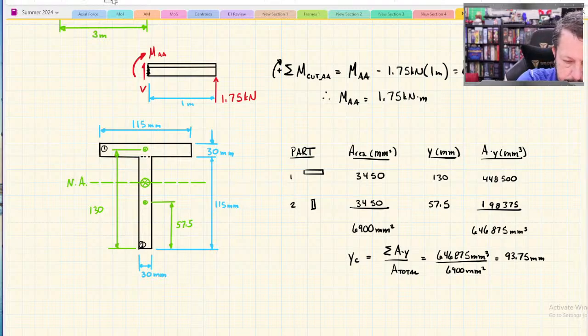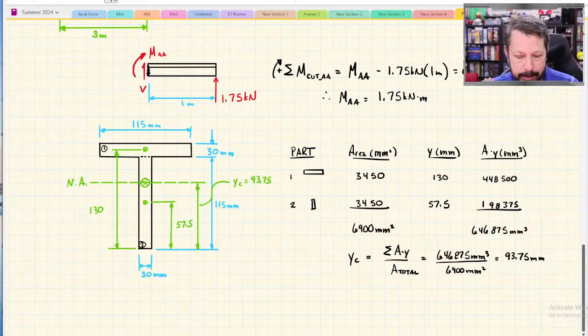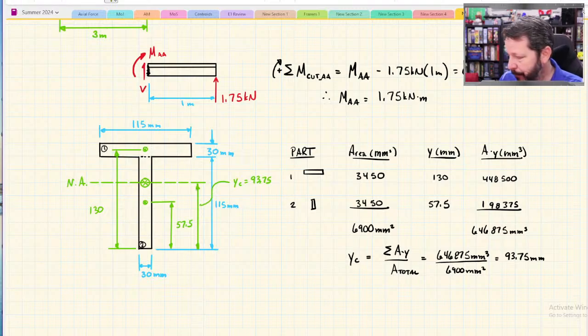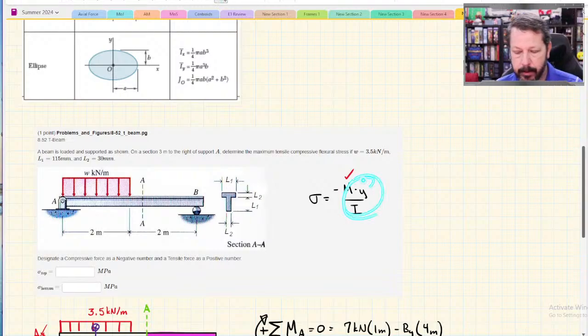So what that is is this distance. We'll kind of do that. I didn't scale anything correctly necessarily, but that looks like what I would expect. For a T-beam, the centroid, where the neutral axis is located, is closer to the top. So that seems reasonable to me. All right, so now we have a way to find the y value in our equation.